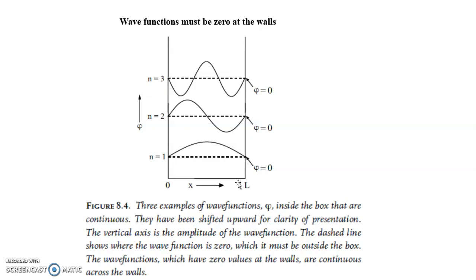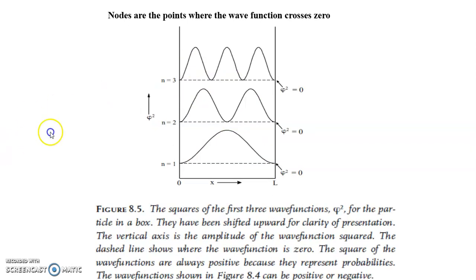The wave functions which have 0 value at the wall are continuous across the wall. So here how it is going, here you can see and here you can see. Now it will be more clear to you. Nodes are the points where the wave function crosses 0.